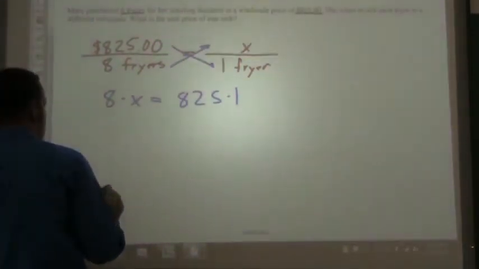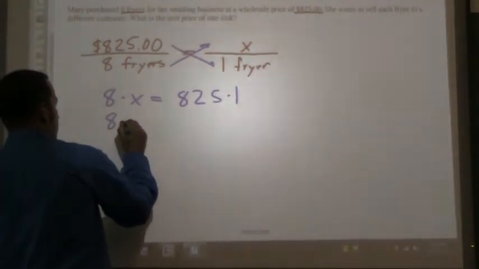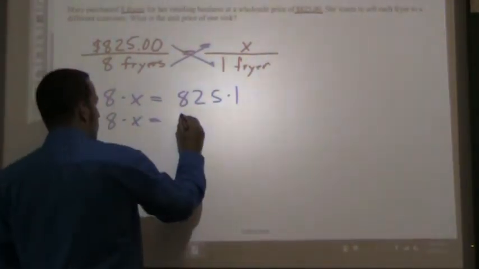So now I have 8 times X is equal to, well, this is 825.